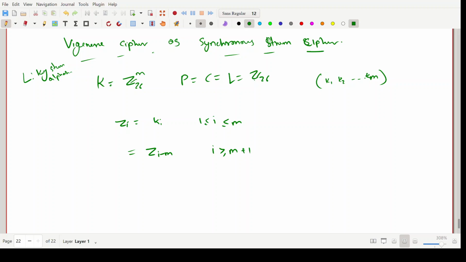So it is something like Z1 is K1, Z2 is K2, Zm is Km, and Zm plus 1 is again K1, Zm plus 2 is again K2, correct? That's why this Vigenere cipher is a synchronous stream cipher. This is an example of a synchronous stream cipher. Even if you observe, shift and affine ciphers are special cases of stream cipher where the key stream is constant. In that case, your key stream has only one variable, as you see in the case of shift cipher and even in the case of affine cipher.